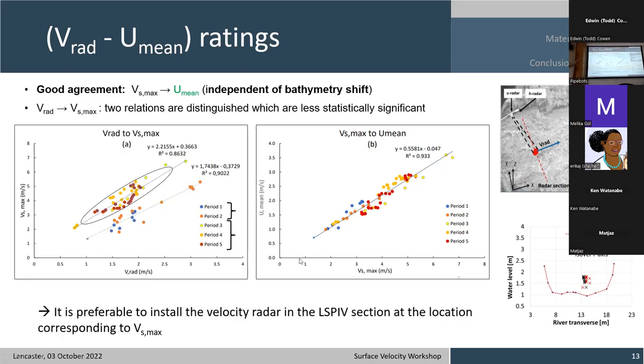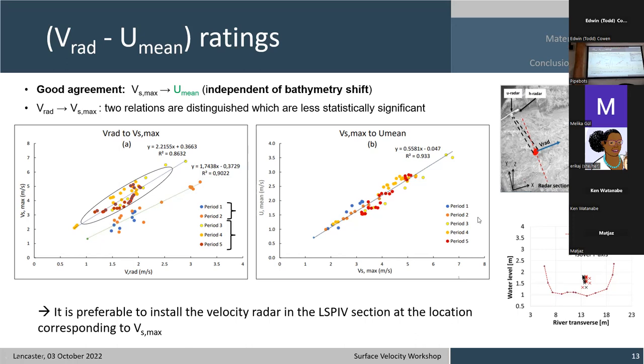And a second rating was needed in this case because the radar was in a different cross-section, so we had to build a second rating between V radar and VS max. In this case, we had to distinguish between two groups of periods with two different ratings. The rating is a bit less good statistically. That's why we conclude that it would be preferable in the future to install the velocity radar right in the LSPIV section at the location corresponding to the VS max, if possible.